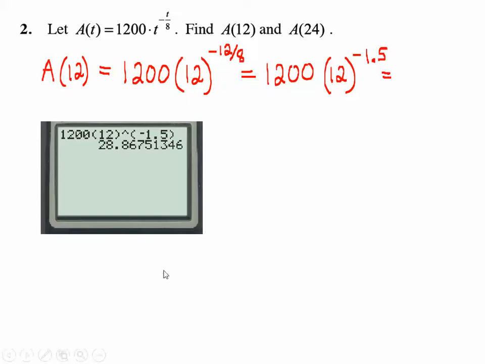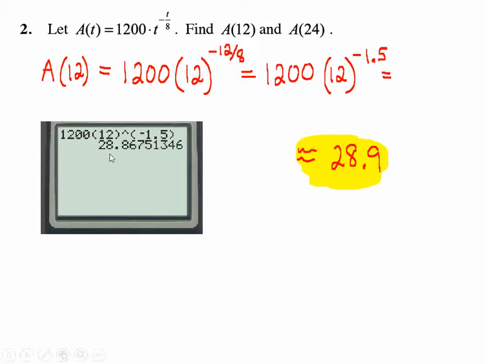Alright, and this is what I plugged in here, so 1200 times 12 taken to the exponent of negative 1.5, and we get ourselves approximately 28.9 or so. Okay, why the highlight on the answer is because the answer at the end of the math problems, that's wrong. I don't know what they got. Someone was not paying attention, or they plugged it in wrong here.